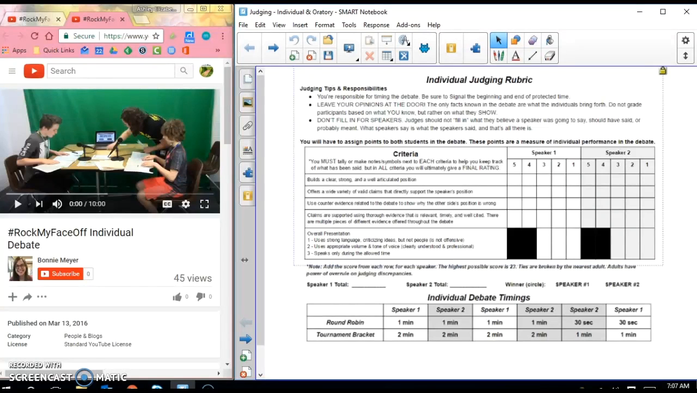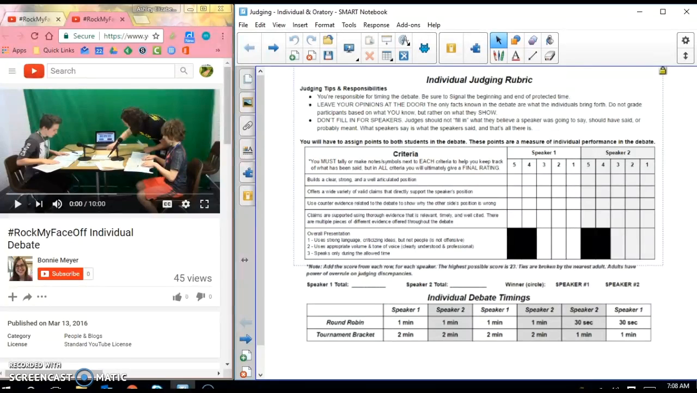Hi, this is a quick video to discuss individual and team judging. The rubric that you see in front of you is the individual judging rubric, but it's identical to the team judging rubric. The only difference is that you are obviously judging two people together during team as opposed to one person at a time during individual.